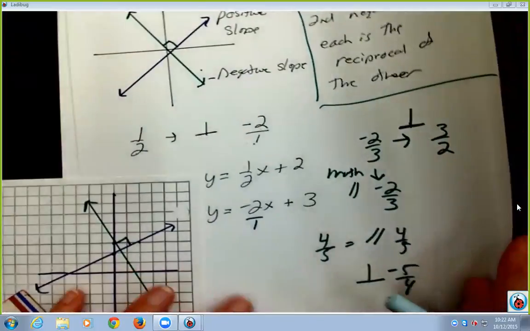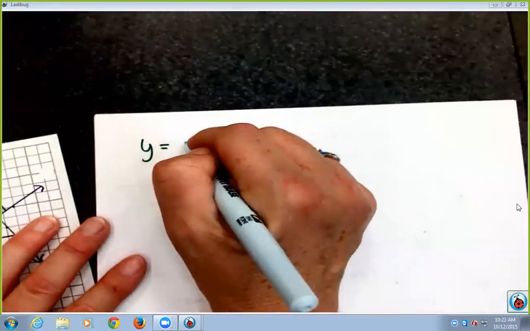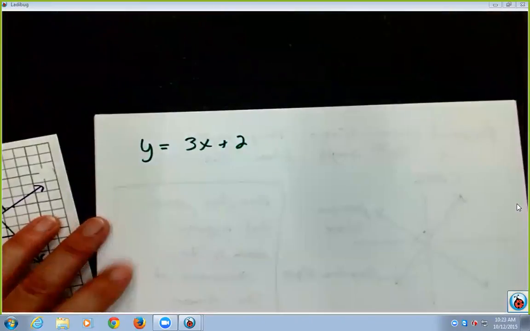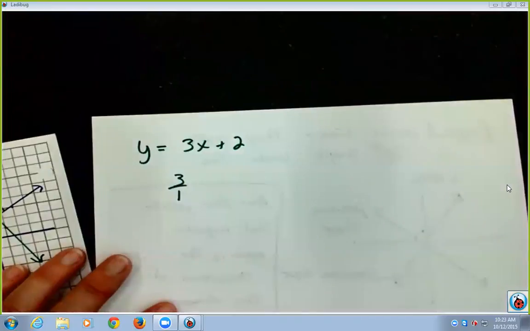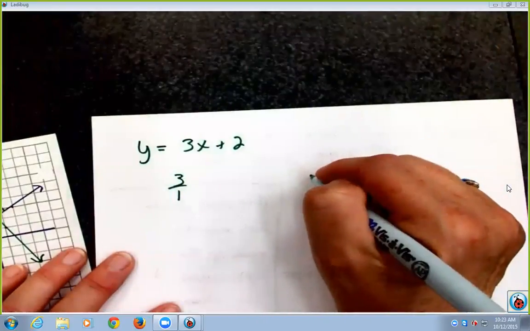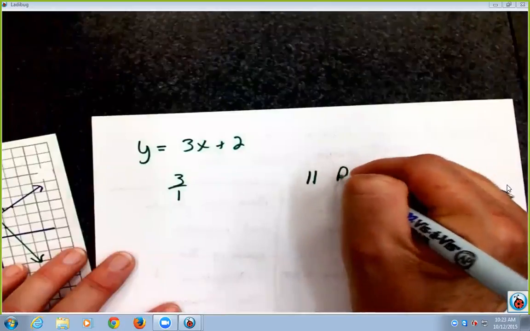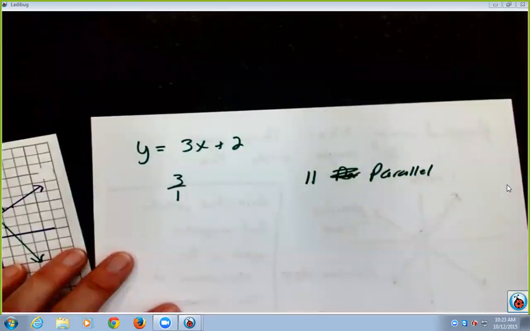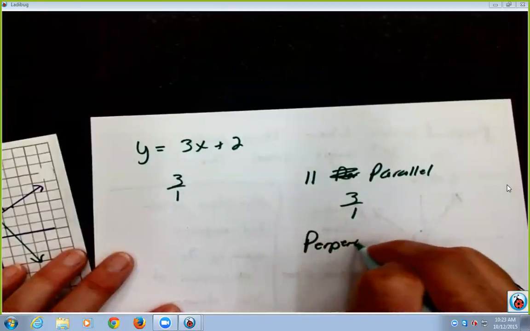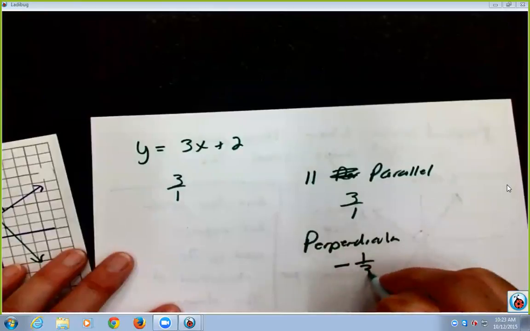Okay. How about, let's look at another one here. What if you had this equation, y equals 3x plus 2, and I want to know what its slope is. What's this one's slope? 3/1, okay? And if I wanted to know what the parallel slope would be, the parallel slope of a new line would be 3/1. The perpendicular would be a negative 1/3.